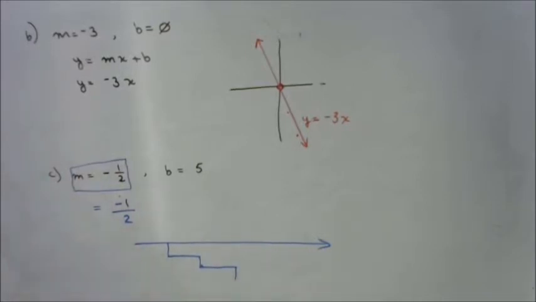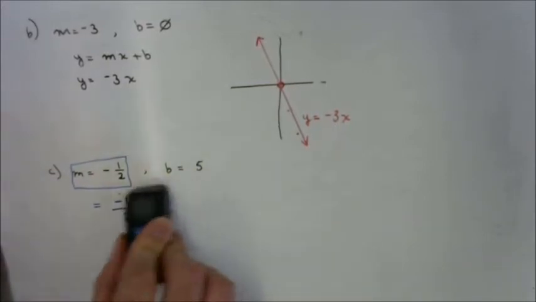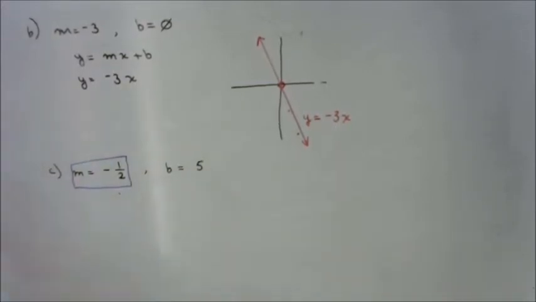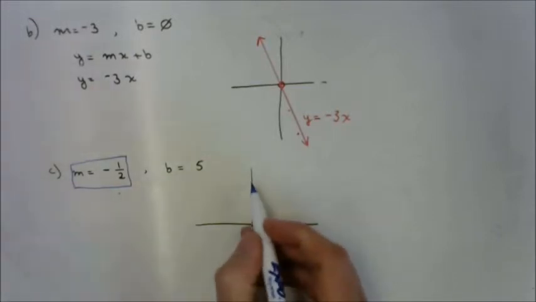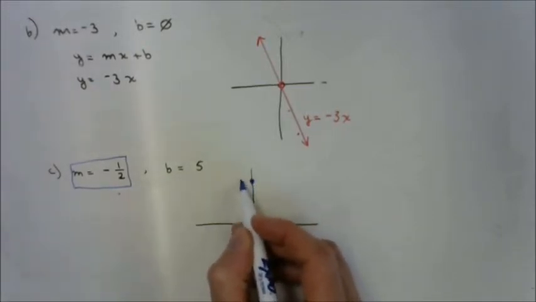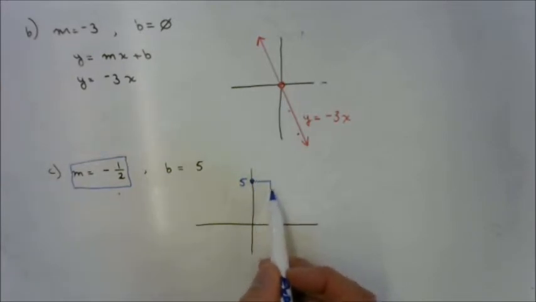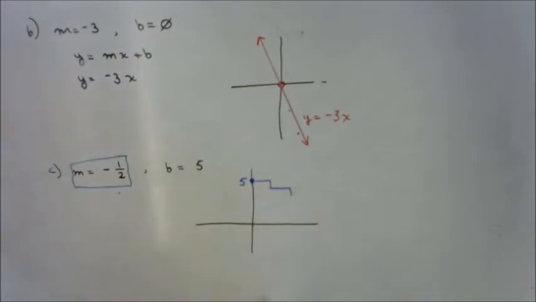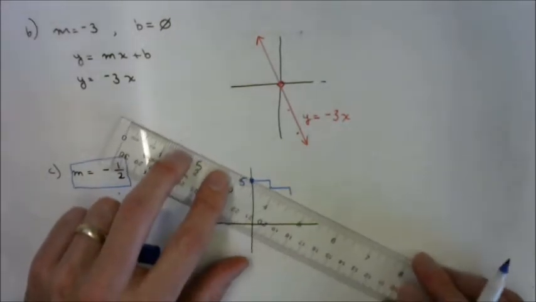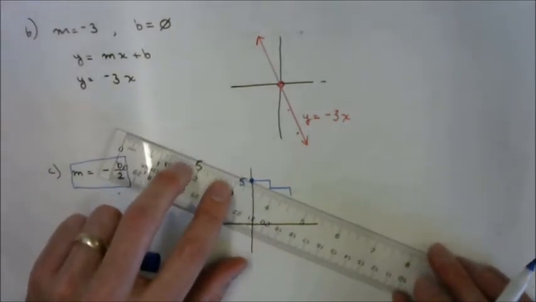Is that making sense? You start at 5. I did the 5. So you have your initial value up here at 5. And now we're going over 2, down 1. Over 2, down 1. So your line should look something like that.